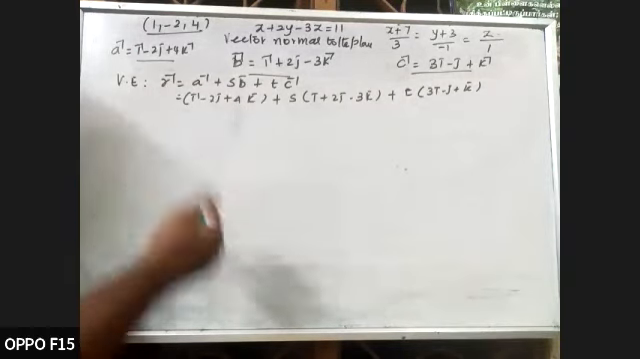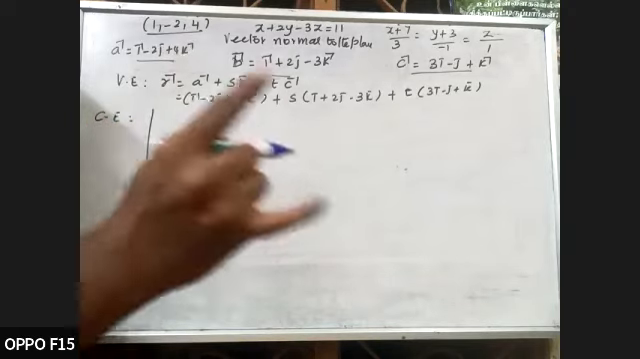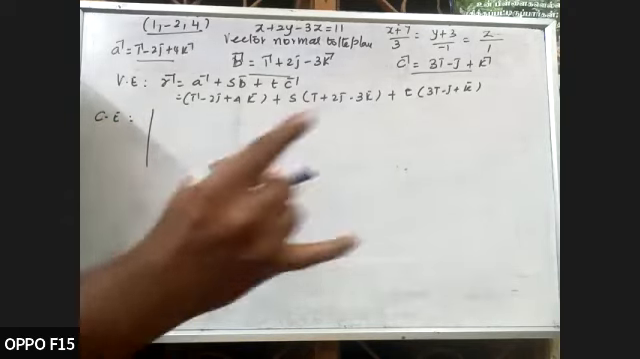That is the meaning. Now next, the Cartesian equation. The formula for one point means x minus x1, y minus y1, z minus z1, a1, b1, c1, a2, b2.